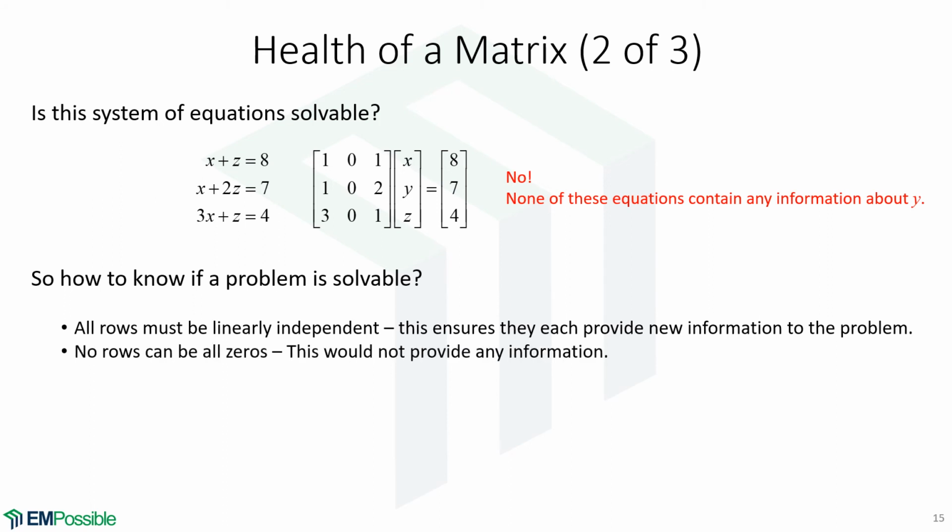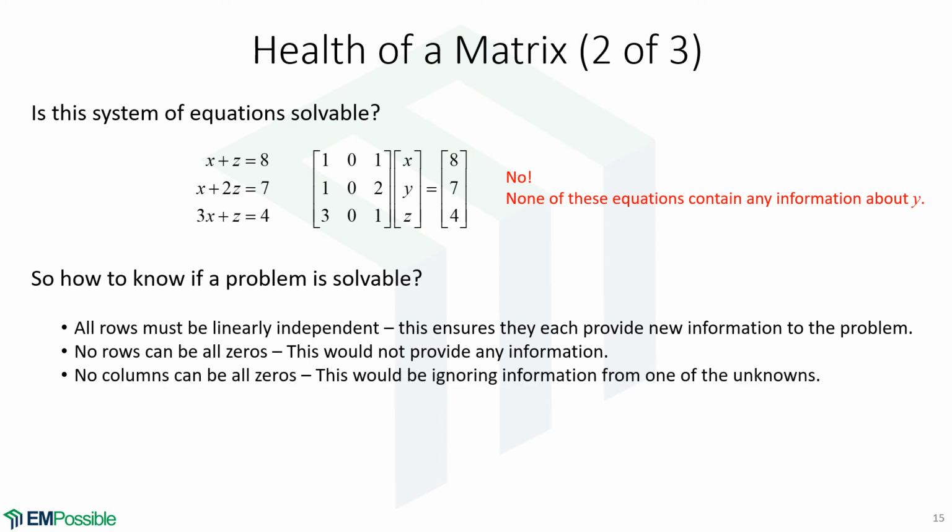Likewise, we can't have a row that's all zeros because that would not provide any new information. Even though that may not be an integer multiple of other rows, it's still not providing any new information. We can't have any columns that are all zeros because that ignores information from whatever unknown that column corresponds to. So we can't have any columns that are all zeros.